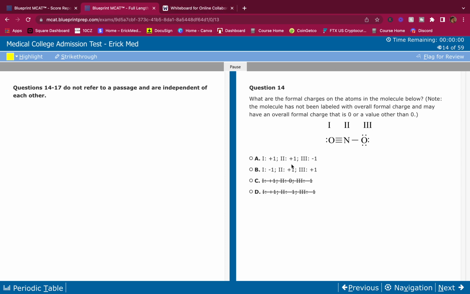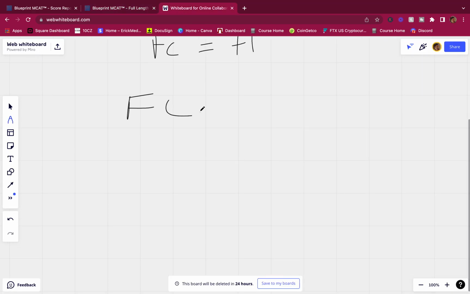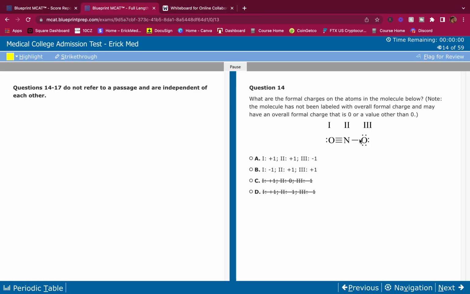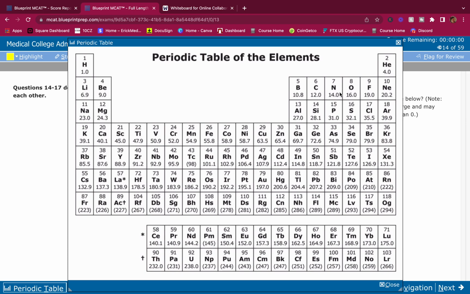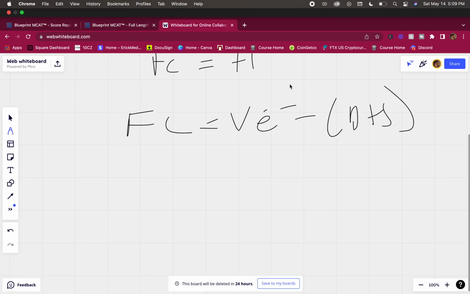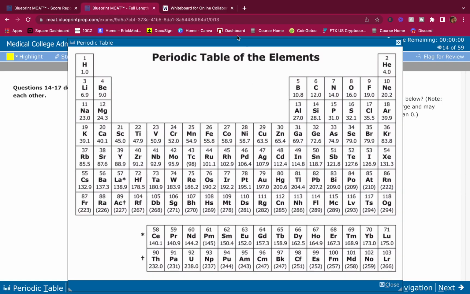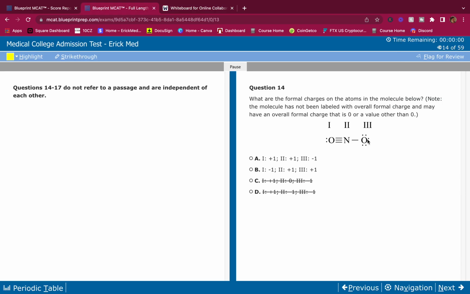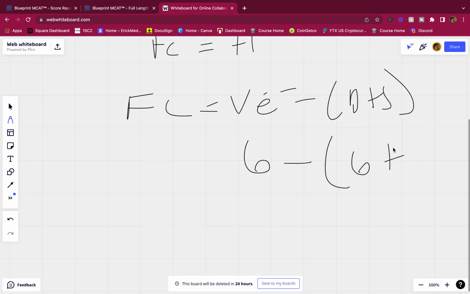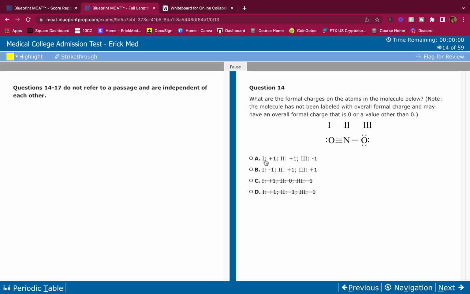Let's find the oxygen now. Let's say the third one here. So let's do this for oxygen. Formal charge, valence electrons minus dots plus sticks. The valence electrons for oxygen: 1, 2, 3, 4, 5, 6. 6 minus dots. How many dots do we have on this oxygen? 1, 2, 3, 4, 5, 6. 6 dots plus sticks. How many sticks do we have? We have 1 stick there. When you do the math, 6 minus 7 equals -1. The formal charge on this oxygen is -1. So 3 is -1. The answer's A.